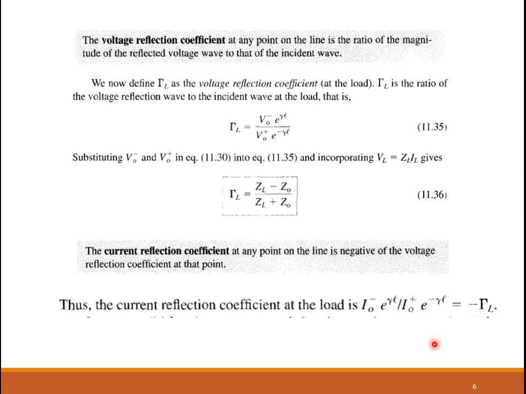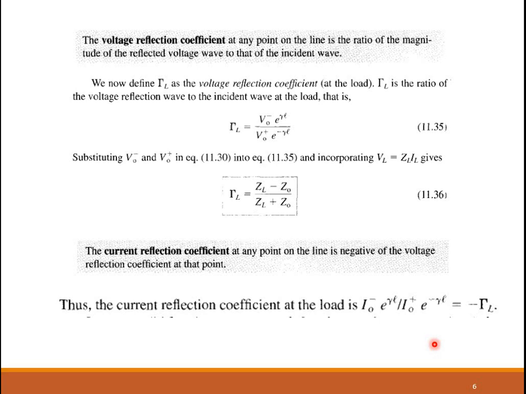Now some more terms that you need to define. Whatever we are studying in this lecture, you just need to know the theory part. We won't be having problems on transmission lines. Normally only theory concepts are asked. So you need to know what is input impedance.